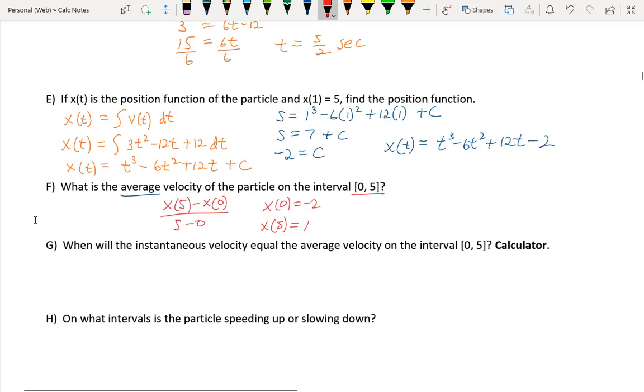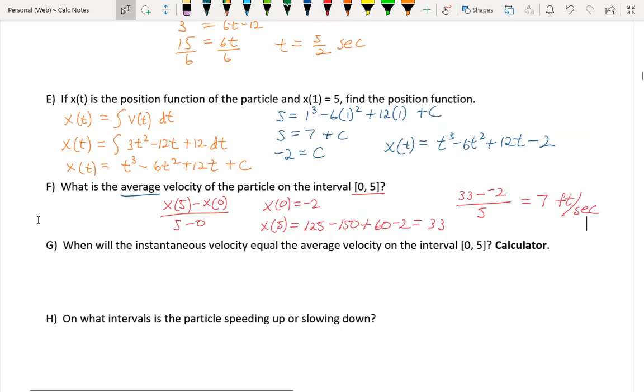If I plug in 5, I get 125 minus 6 times 25, which is 150, plus 60 minus 2. And if you do the math on that, it turns out that this is 33. So now we can plug in 33 minus a negative 2 all over 5. Well, that's 35 over 5, which equals 7. This is velocity, so this is in feet per second. All right, so my average velocity over the interval is 7 feet per second.